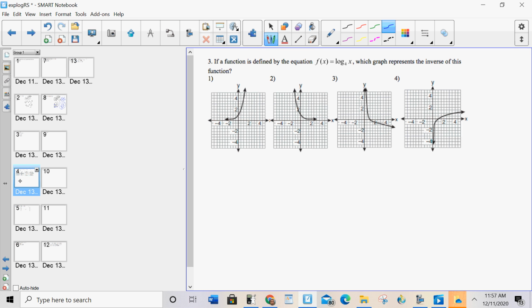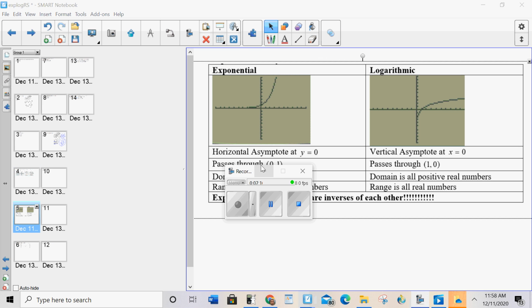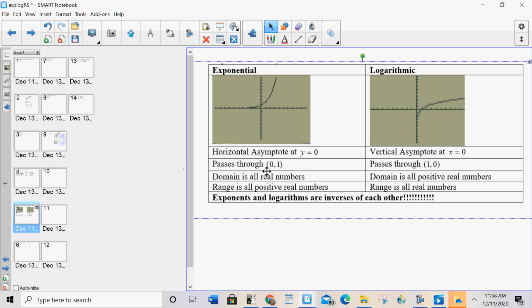So this is from the Exponential and Logarithmic Graphs lesson. What you need to know about that, let me pause it and pull it up quick. This is basically what you need to know about exponential graphs and logarithmic graphs. You need to know what they look like. You need to understand that they have asymptotes. Exponential has a horizontal asymptote. Logarithmic has a vertical. It's getting closer and closer, but never touching.